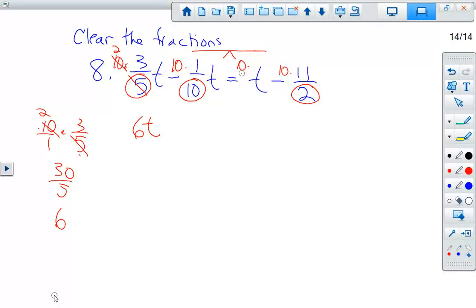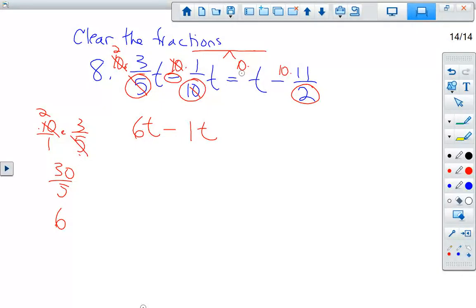Okay. But what about here? We have a 10, and here we have a 10. So what happens on that one? That's gonna be 1. Yep, and it had a minus in front of it, so it still does. Right? This is the mistake people typically make.